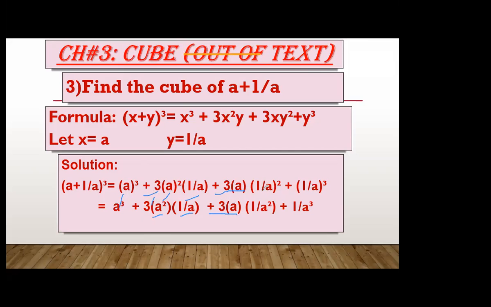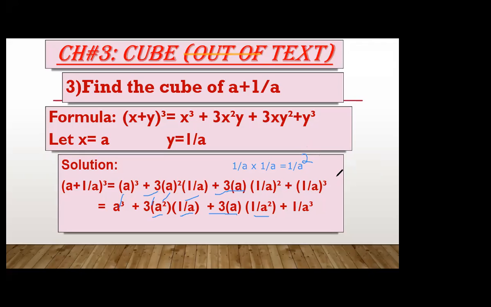Now 1 over a whole square means that 1 over a multiplied with 1 over a. Okay, 1 over a multiplying twice means 1 into 1 is 1, over a into a is a square. So we get 1 over a square within the bracket. Clear?